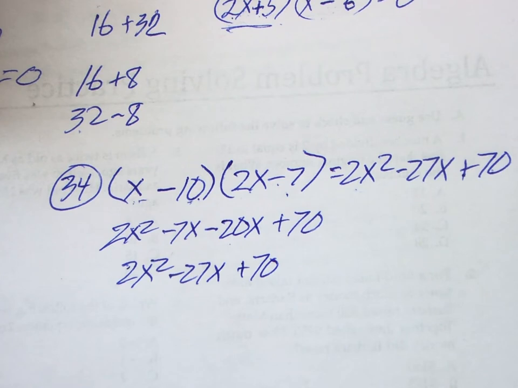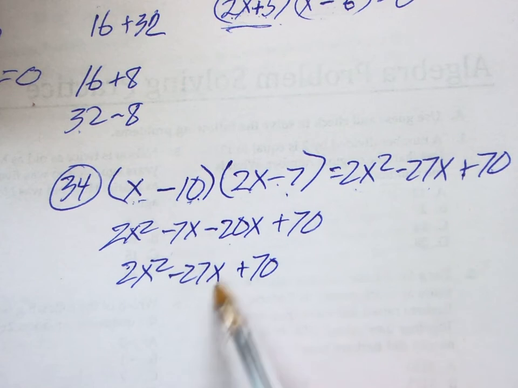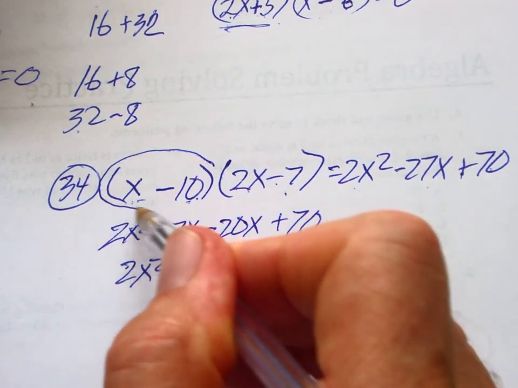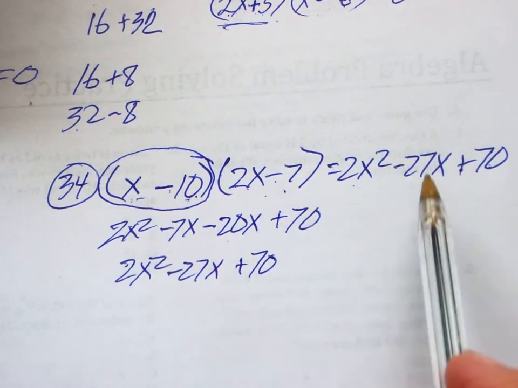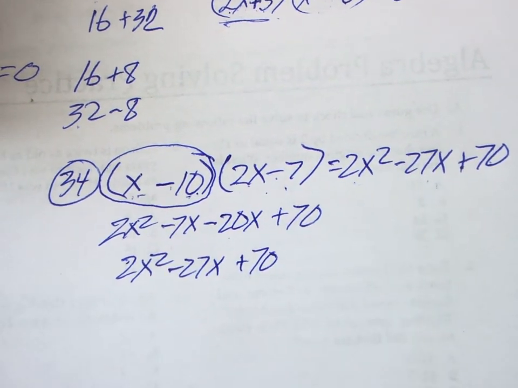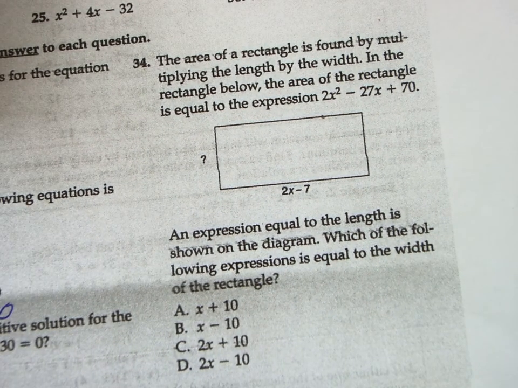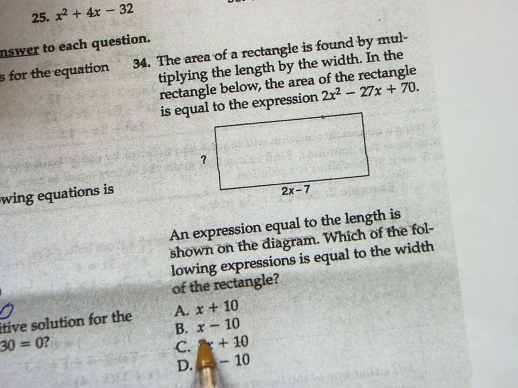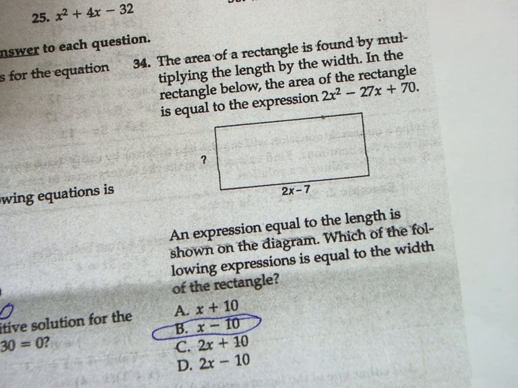And that's it. Is that the right thing? Yeah, there it is over there. It came out. So here's the missing width, x minus 10, because x minus 10 times that is that. Oh, that was all. That was it. There it is. B is the answer. X minus 10. All we did was set it up like we did these problems, and you find the answer just by looking at what's left.